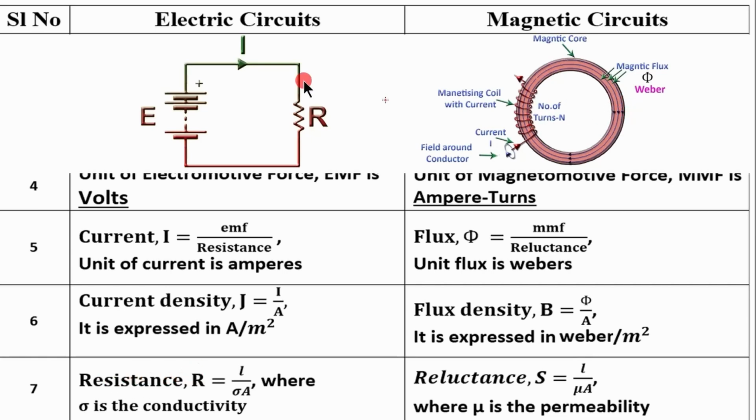We know that resistance of an electric circuit is directly proportional to length of the conductor and inversely proportional to area of cross section. So, resistance R is equal to L by sigma into A, where sigma is the conductivity, which is a constant, and it varies for different conductors. Similarly, here reluctance S is equal to length of the path divided by mu into area of cross section of the path. Here also mu is a constant, which is called permeability.